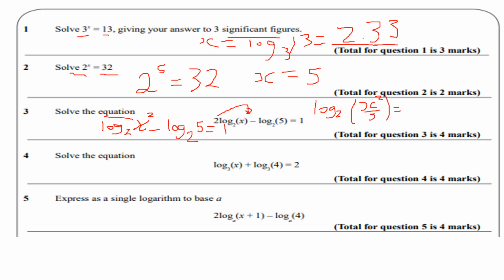Okay, and then taking the power of 2 to both sides. The opposite of log to the base 2 is taking the exponential. So taking 2 to the power of each side, I'm going to have x squared over 5 is equal to 2 to the power of 1, which is just equal to 2. Rearrange this, I get x squared is equal to 10, and then x is equal to plus or minus the square root of 10. So x is equal to plus or minus root 10, and I'm going to leave it in its exact form.